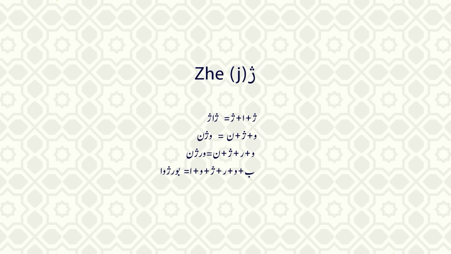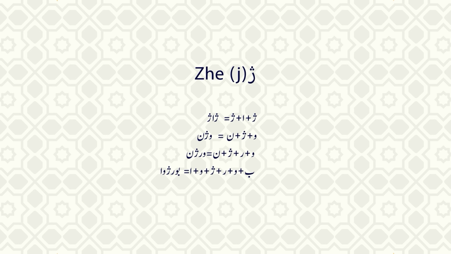Now we'll see examples of J here. Judge in disconnected form, judge in connected form. Vision in disconnected form, vision in connected form. Virgin in disconnected form, virgin in connected form. Bourgeois in disconnected form, bourgeois in connected form. There is no difference between these.